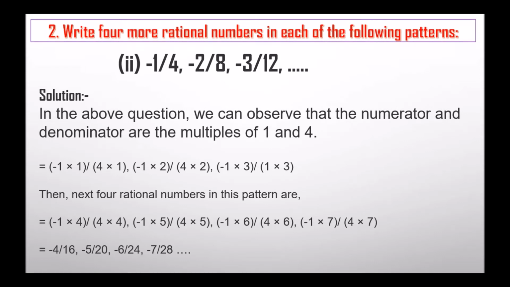-1 into 5 upon 4 into 5, that is -5 upon 20, -1 into 6 upon 4 into 6, that is -6 upon 24, -1 into 7 upon 4 into 7, that is -7 upon 28.